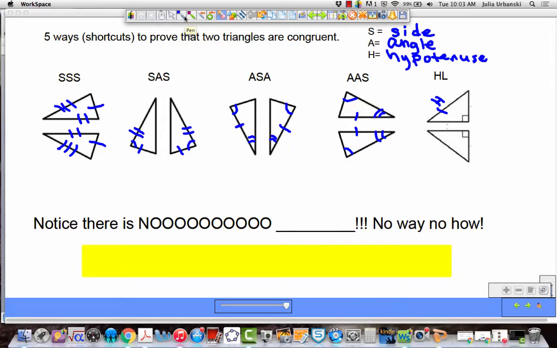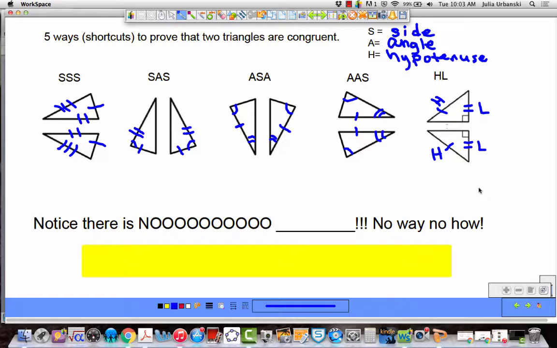What's a leg? You tell me. How's it different than the hypotenuse? It's not the hypotenuse, it's the other side. Yep. And there's two legs, so it doesn't matter which one you pick. It could be either one. So what is a leg? A leg is a side that is not a hypotenuse.